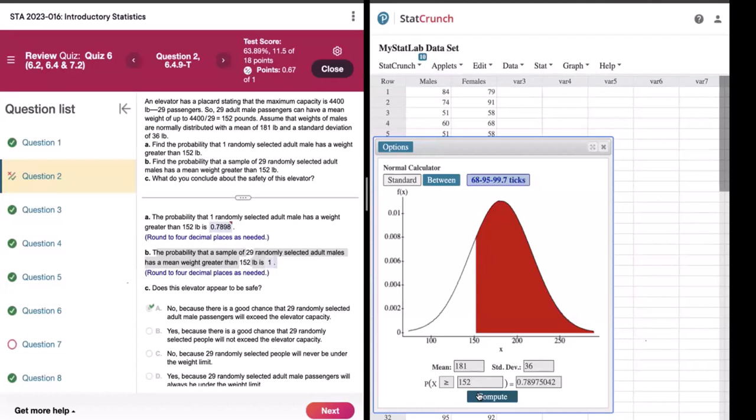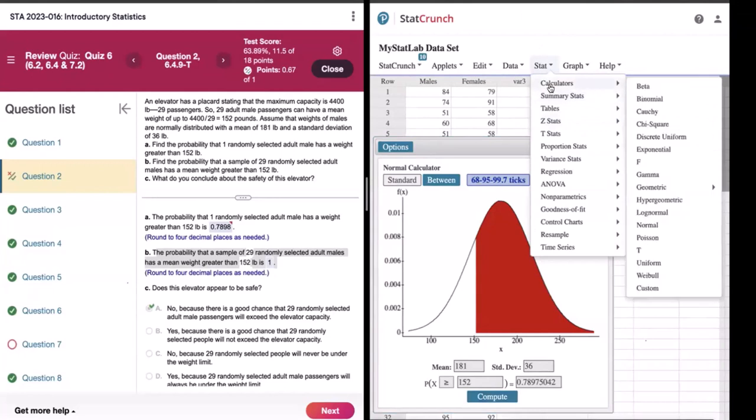Well, I was thinking it wouldn't be normal because N is not greater than 30. Write that down, like you said, and write it down for sample and population. And for part B we go to the T calculator.